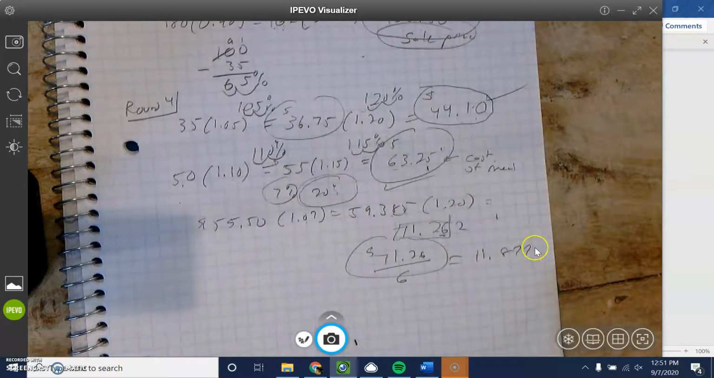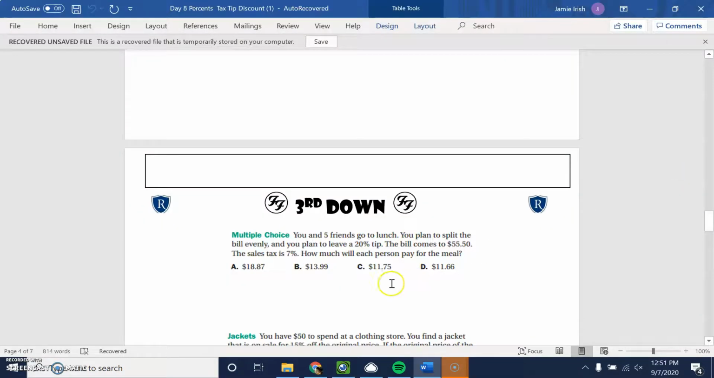11.877. Before I round or anything, I was going to check the answer choices. 11.877. This one's the closest one. So the answer is C. There you go. Nice job. Go work, everybody.